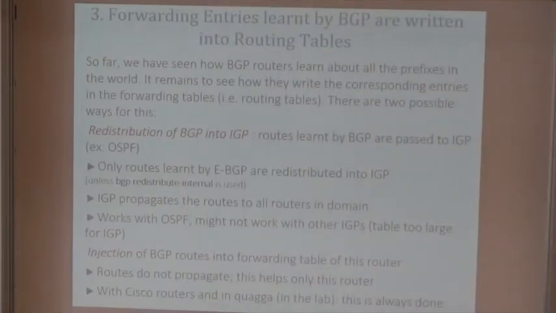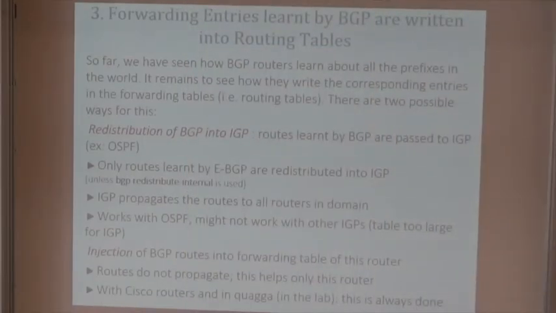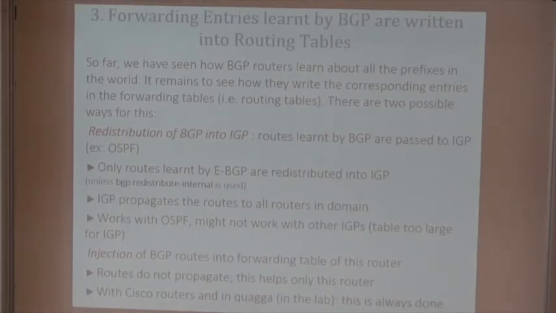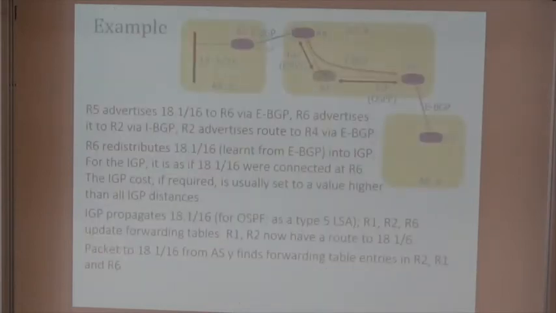Let's continue our exploration of the many features of BGP. So the topic we're discussing is how BGP informs all the routers in its domain of the routes that it has learned. One method, which is intellectually the simpler, is redistribution, and the other, which is more primitive, is injection. So let's see how both work.